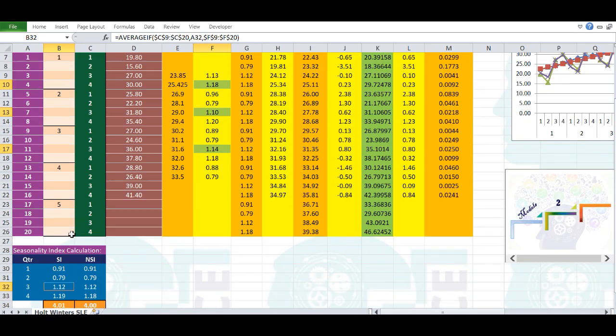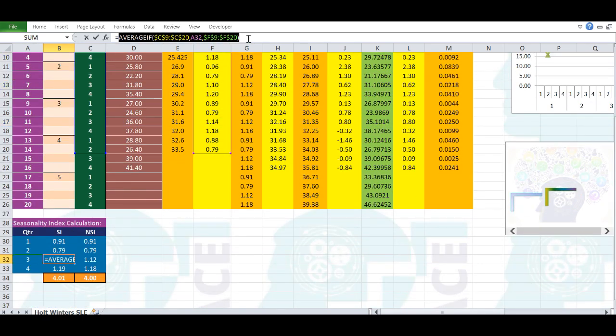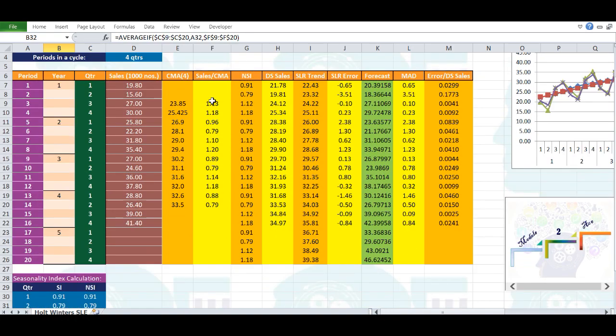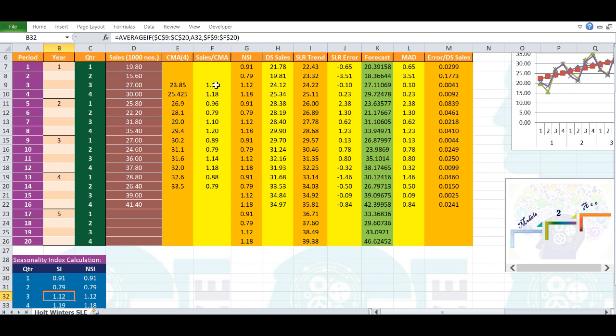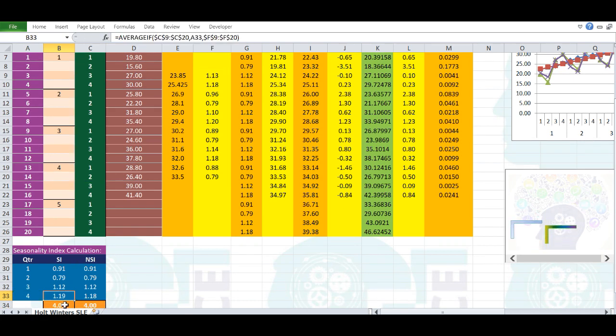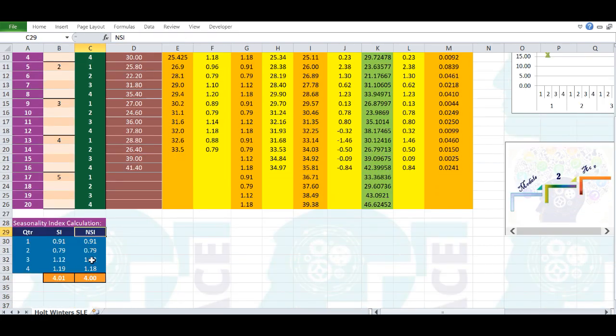To calculate the seasonality for a quarter, say quarter 3, we take the average of all such calculated seasonality indices, that is 1.13, 1.10, and 1.14, corresponding to quarter 3s across years 1, 2, and 3. Similarly, we calculate average seasonality indices for quarters 2, 3, and 4. Then we convert the seasonality indices into a normalized seasonality index, NSI. This is because the sum of the 4 quarterly seasonality indices should ideally have come to 4, but it does not due to some errors that creep in. So, we perform this normalization operation to make these seasonality indices analytically consistent.